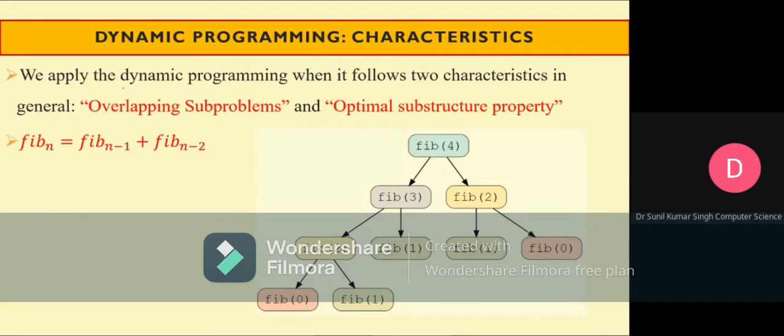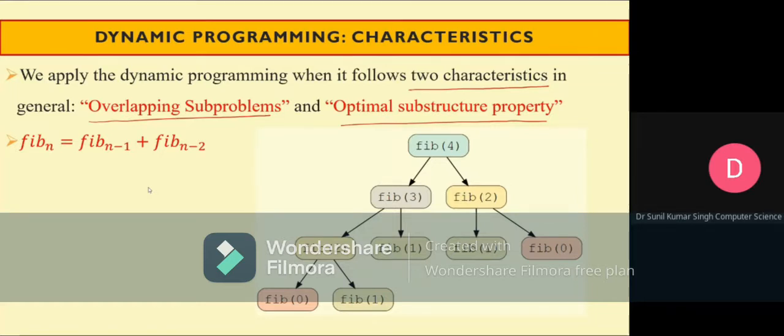So when we apply dynamic programming, we have to look for two characteristics basically, and those characteristics are overlapping subproblems and optimal substructure property. Overlapping subproblems means that if we have several subproblems, then maybe for finding the solution of another subproblem, we are using the subproblems which are already solved. If we are doing like this, then we can say that it is a kind of overlapping subproblem.